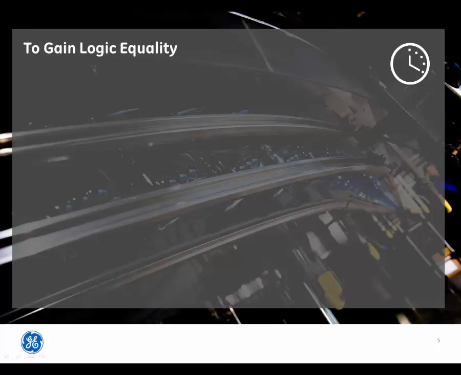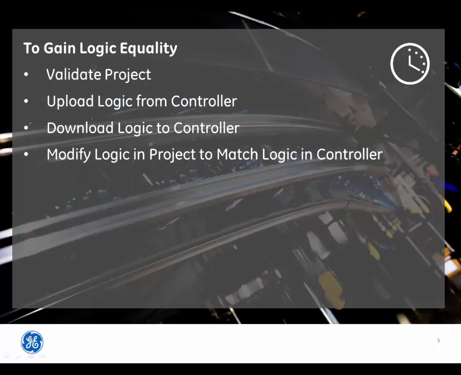After determining what is different between the project logic and the controller logic, approaches to gain logic equality are: validate the project, or upload the logic from the controller, or download the logic to the controller, or modify the logic in the project to match the logic in the controller.